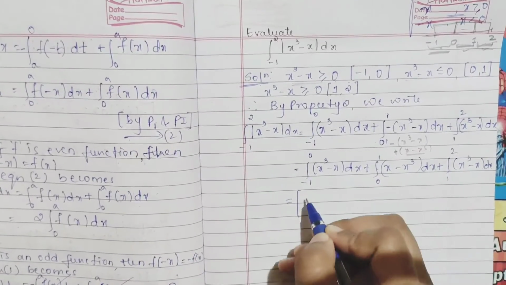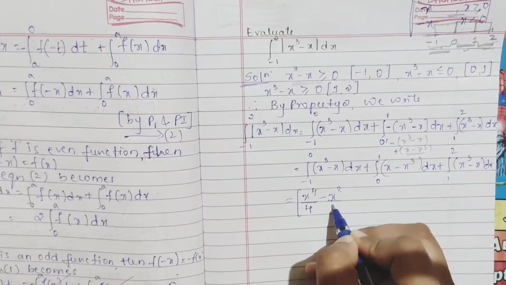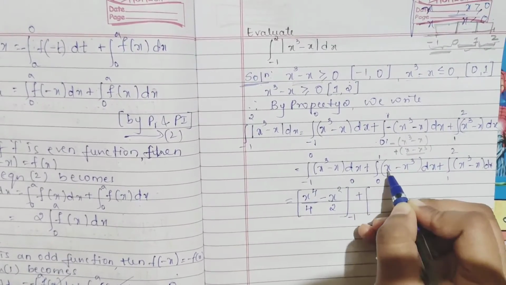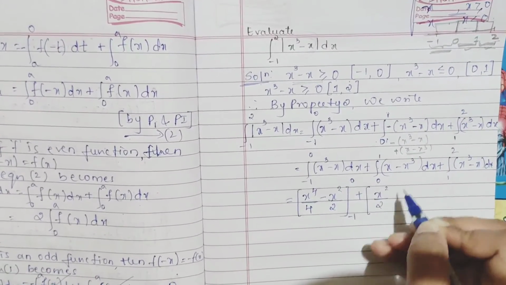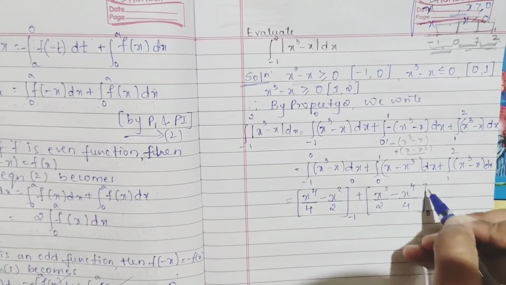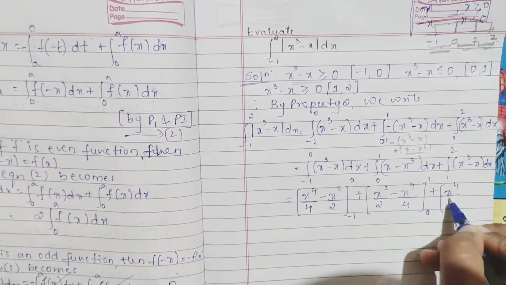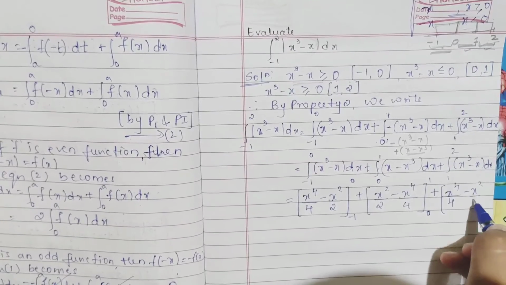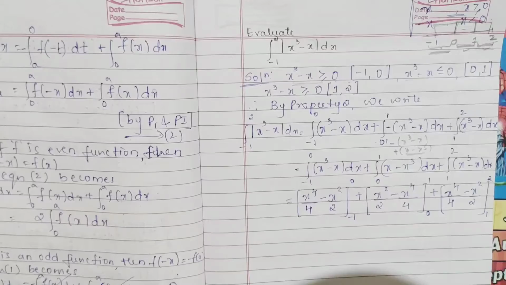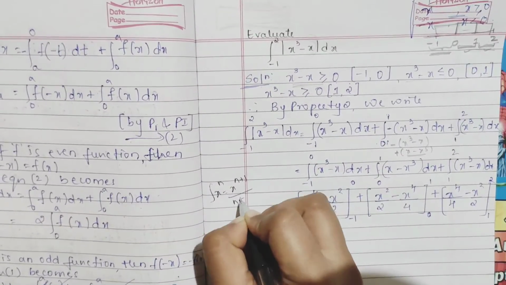So, the integration of x cube is x raised to 4 divided by 4, minus x is x square divided by 2, integrals from -1 to 0. Plus, now here we have x square by 2 minus x cube, which is x raised to 4 divided by 4, integrals from 0 to 1. Plus x cube is x raised to 4 by 4 minus x is x square by 2, integrals from 1 to 2. Whichever integration it is, we integrate x raised to n plus 1 divided by n plus 1, right?